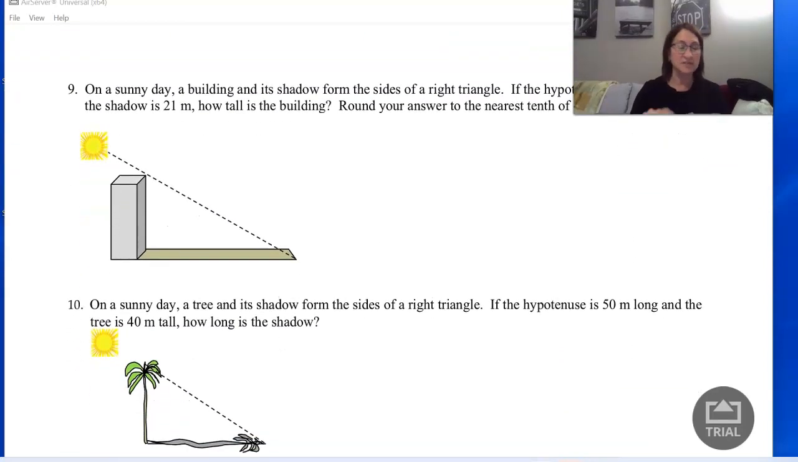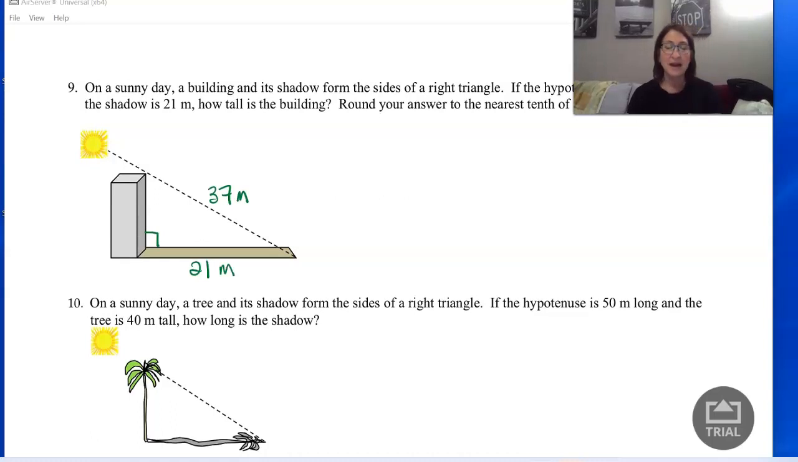All right, let's look at this next example. On a sunny day, a building and its shadow form the sides of a right angle. Okay, so we've got the picture there that shows the building, shows the sun, and we can see our right angle. So the hypotenuse is 37 meters long, and the shadow is 21 meters. How tall is that building? And it's telling us to round our answers to the nearest tenth of a meter.